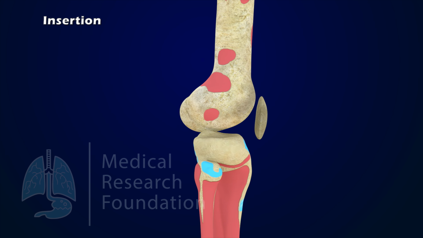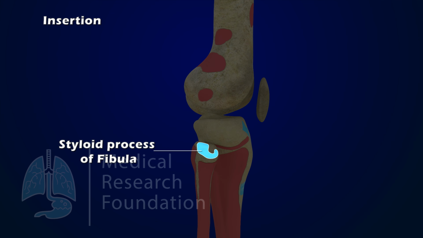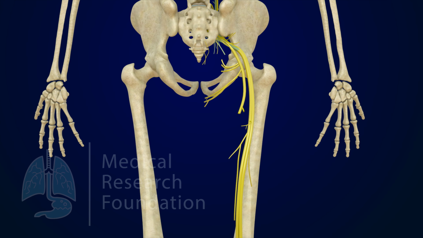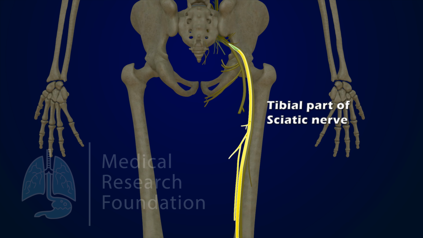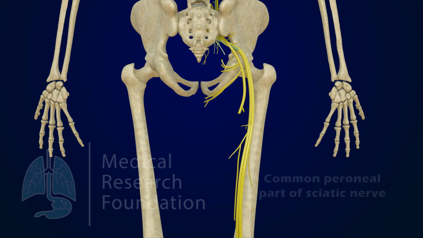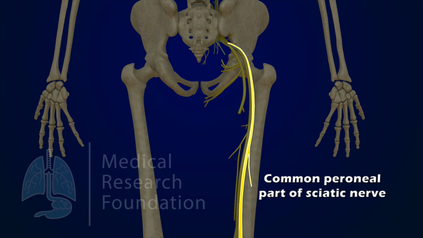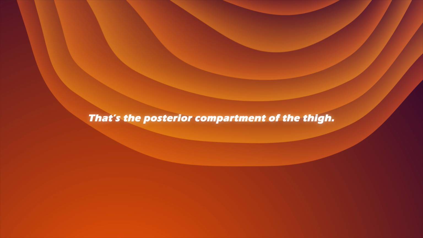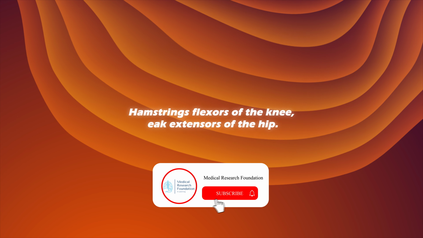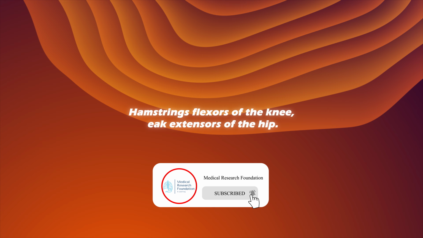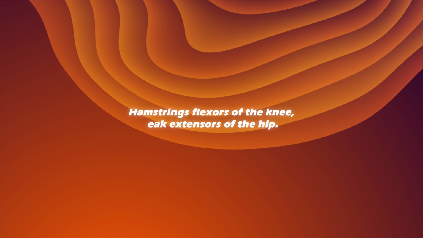Insertion. It is inserted into the styloid process of fibula. Nerve supply. Long head by tibial part of sciatic nerve and short head by the common peroneal part of sciatic nerve. And that's the posterior compartment of the thigh. Hamstrings, flexors of the knee, weak extensors of the hip. See you in the next session.